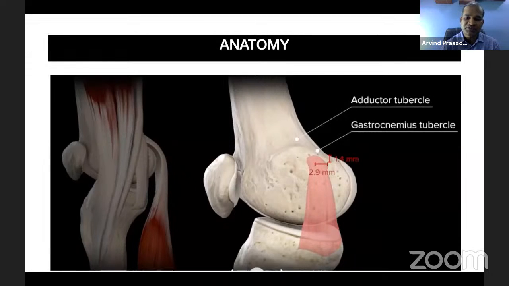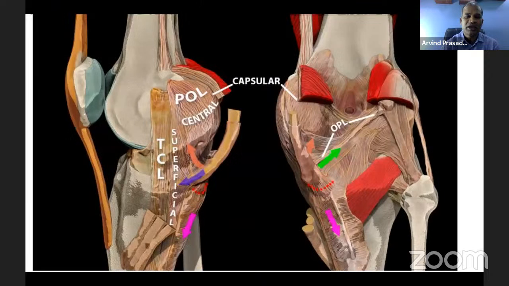Also having relation with the gastrocnemius tubercle. So this is in relation to the gastrocnemius, and this is how it overall looks. So this is the superficial collateral ligament. This is the deep collateral ligament, and the attachment of the posterior oblique is more proximal and posterior.